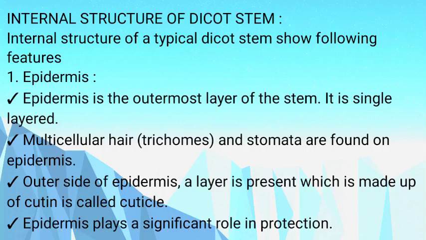Remember this. Epidermis of dicot stem is uniseriate or single layered, but it contains multicellular hair-like structures called trichomes. Stomata are also found in epidermis of dicot stem. And one more important thing is the epidermis of dicot stem is covered by cuticle. The function of epidermis is protection.